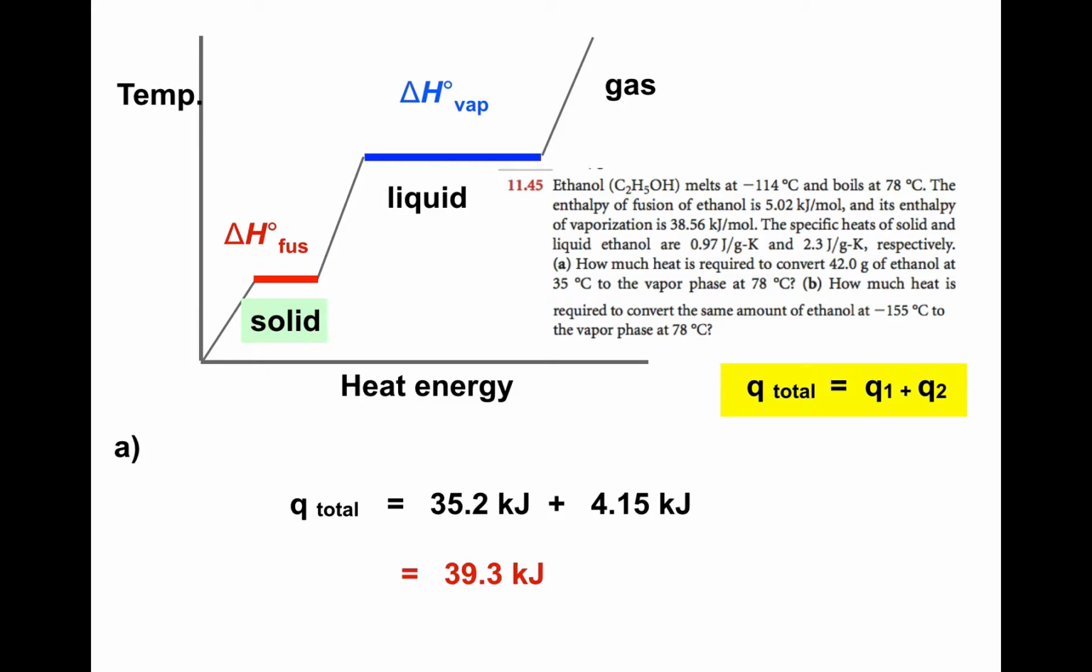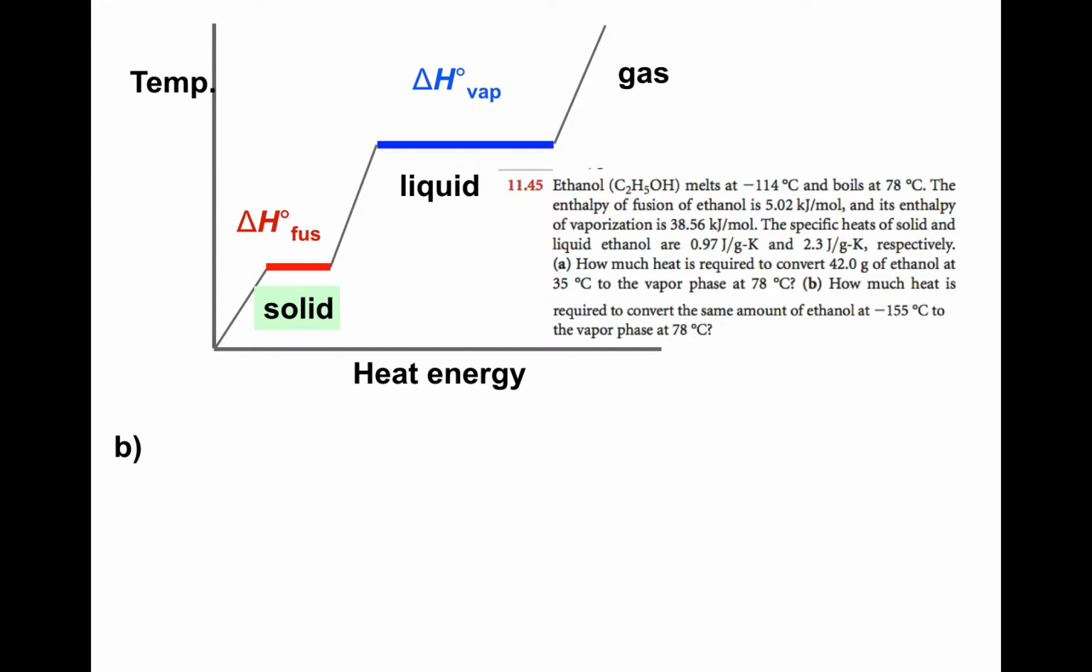For B, how much heat is required to convert the same amount of ethanol from down the solid phase, right, negative 155 degrees Celsius, to the vapor phase at 78 degrees Celsius. All right, so this is a longer trek. We'd need to know how hard it is to heat up the solid, the heat capacity of the solid, and the temperature change. So I'm going from negative 155 degrees Celsius to negative 114 degrees Celsius, right? The point where I start to melt ethanol.